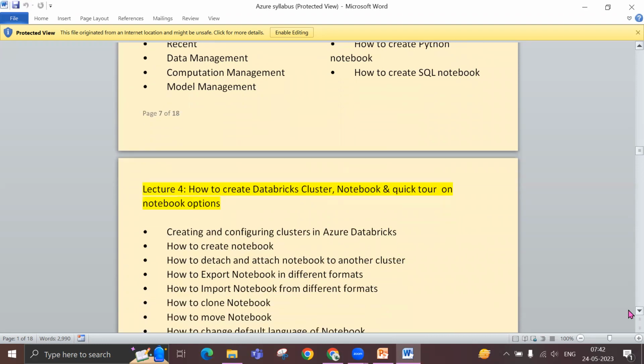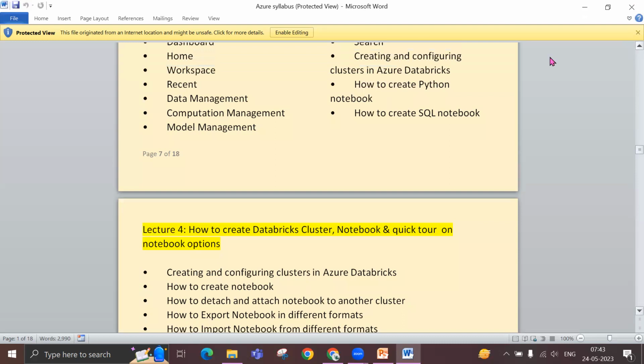Sorry for the interruption, sir. Before entering Databricks, should we be aware of SQL? Because I don't know SQL. See, we touched upon SQL quite a bit in Azure Data Factory also, so with that I think you should be able to manage. You don't need to get into a specialized course or anything. But if you have time, just brush up on some of the SQL concepts.